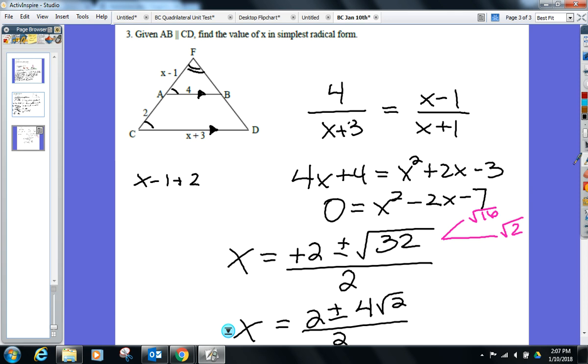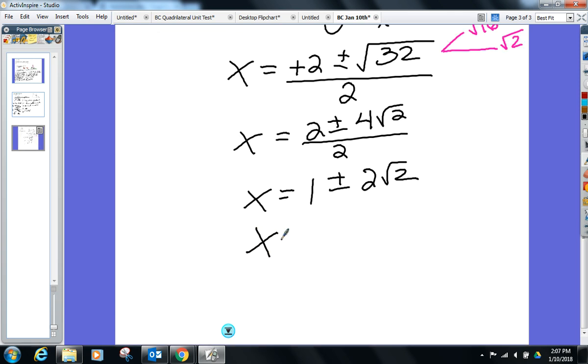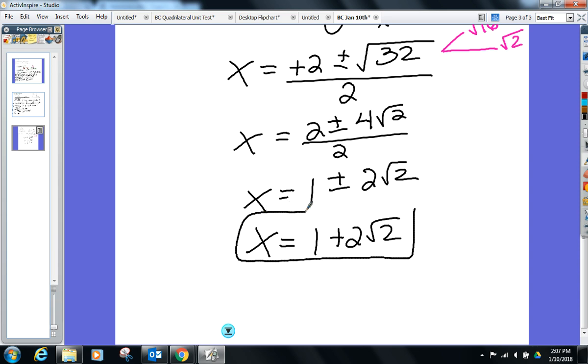So even when you do quadratic formula, you got to watch out to reject. So what's my one and only one answer here? 1 plus 2 radical 2. Again, I reject the other because it gives me a negative side length. Whew, there you go, everybody.